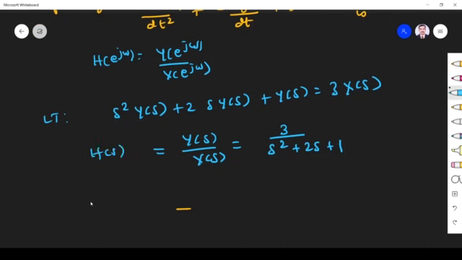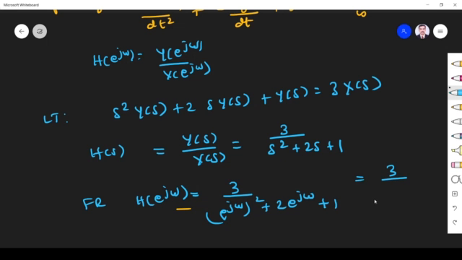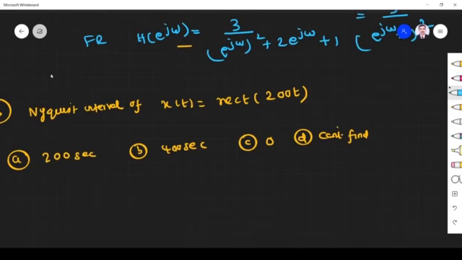This is the transfer function, that is equal to H of s. What they ask is the frequency response. Frequency response is H of e power j omega. What you have to do is substitute s equal to j omega, that is 3 by (j omega) squared plus 2 j omega plus 1. So that is given by 3 by (j omega plus 1) whole squared, right? So this is the frequency response.